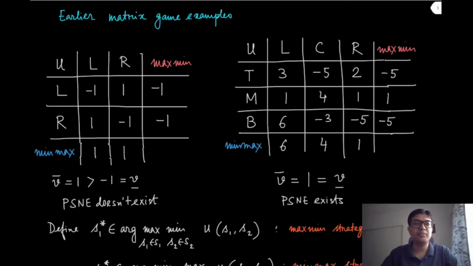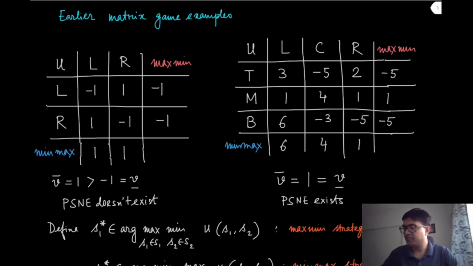While explaining the matrix game, we have actually given two examples, and in one of those cases, the PSNE did exist, and in the other case the PSNE did not exist. Now, have you noticed something interesting between these two games, where PSNE exists and does not exist, and the fact that maxmin and minmax were equal or unequal?